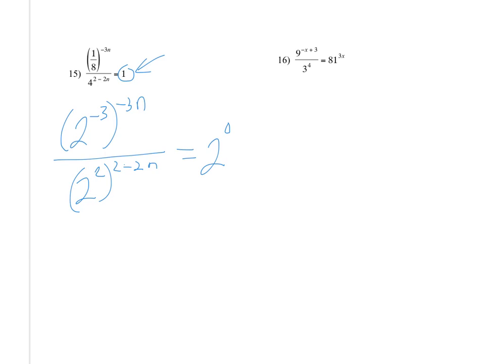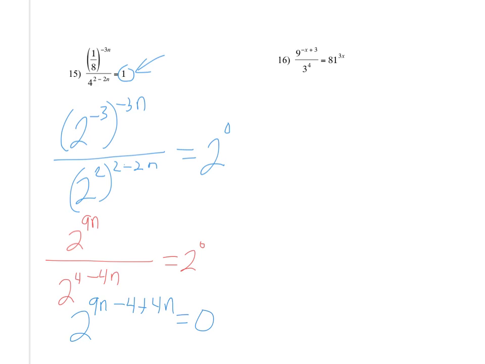Okay, I'm going to simplify these a little bit, so we get 2 to the 9n up top. On the bottom, we're going to have 2 to the 4 minus 4n. We still have 2 to the 0 on the right side. Next step, if I'm dividing, that means I'm subtracting these. So we get 2 to the 9n minus 4, and then plus, because minus minus makes a plus, 4n is equal to 0.